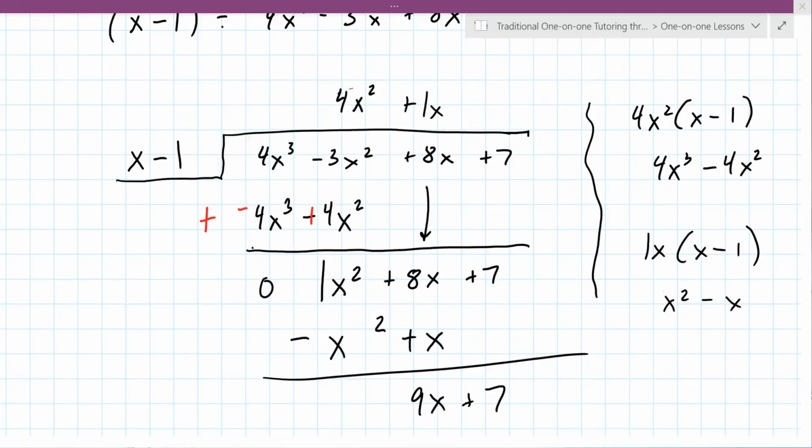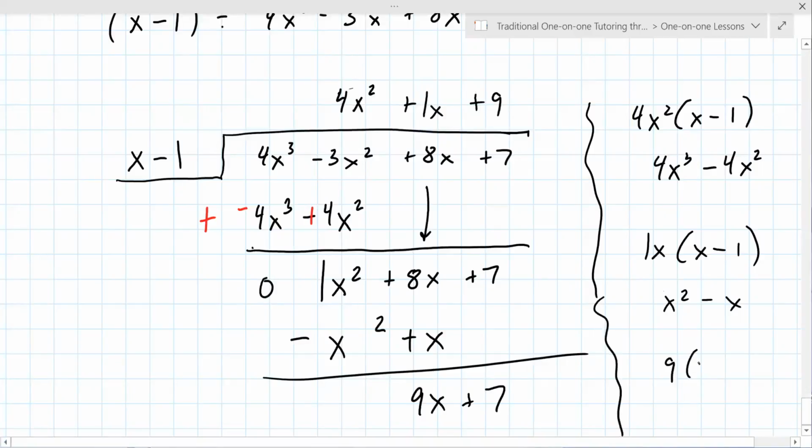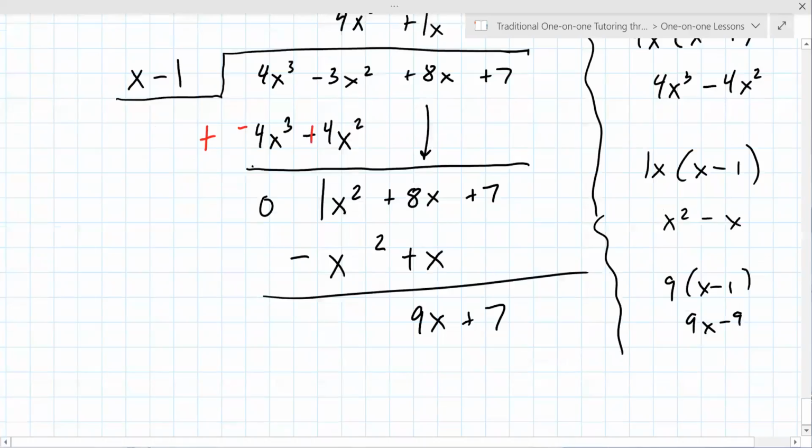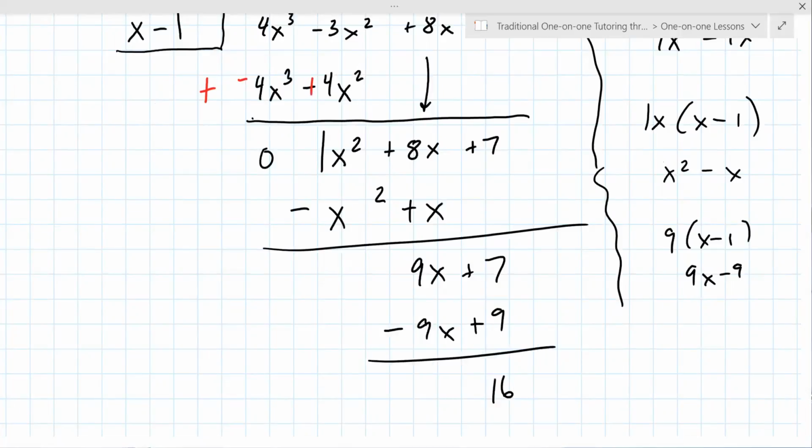So same question again. What do you multiply x by to get 9x? 9. So you put a 9 there, and again, off to the side, if you want, you don't have to write this, but this is what you're doing. 9 times x minus 1 gives 9x minus 9. Change the sign, and you get 16. Right.